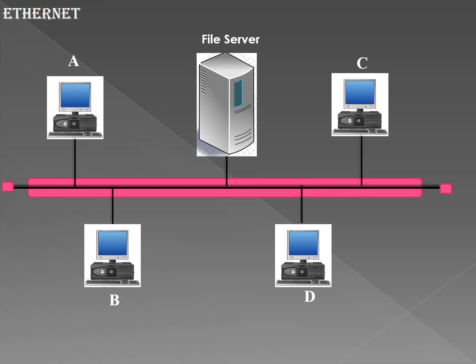A similar process takes place if D wants to transmit data to C. When it is transmitting the data via the Ethernet cable to C, B, C and A, all three computers will check the data at the same time. B and A will ignore it and C will accept the data. This is how transmission takes place in Ethernet.